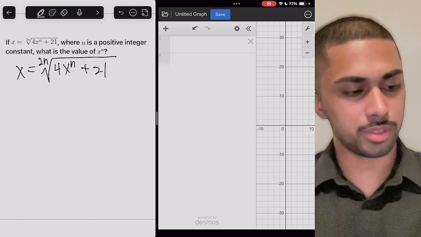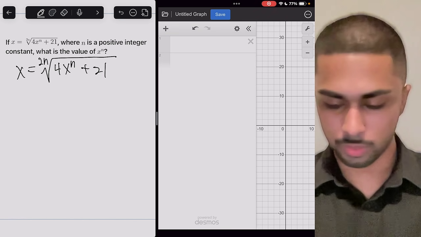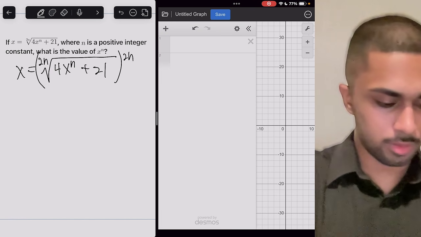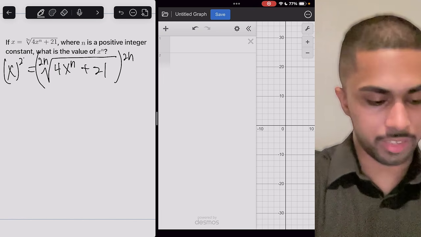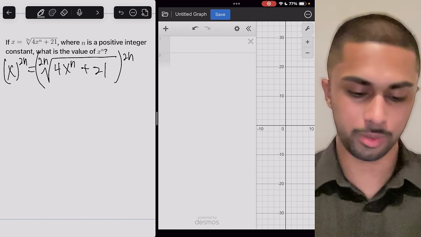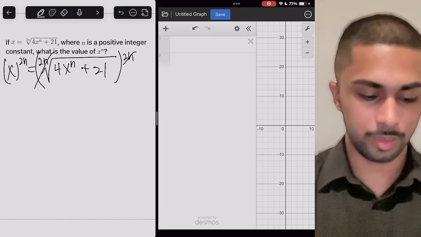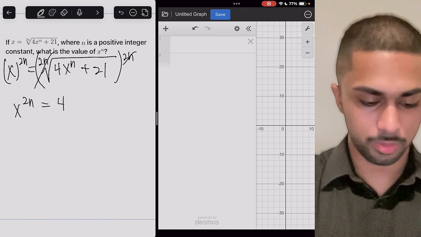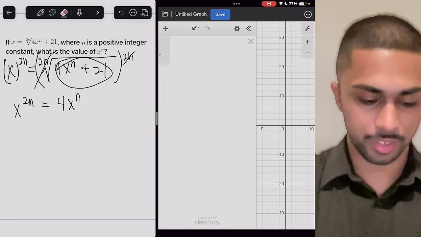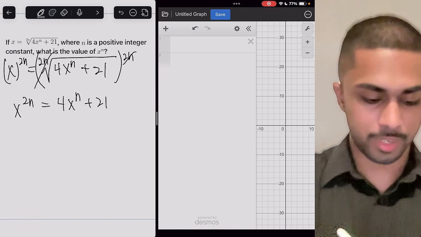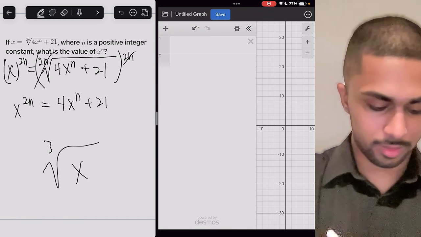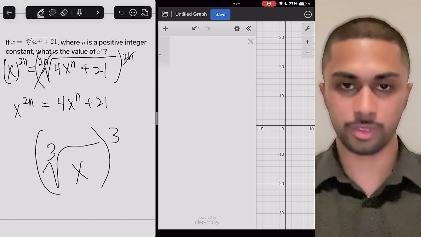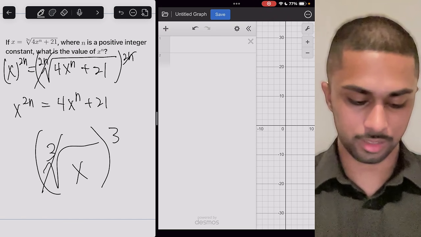What we want to do is take both sides to the power of 2n. Why do we want to do that? Because this actually eliminates the root. Why does it eliminate the root and only leave the stuff inside? Because anytime you take, let's say, the cube root of x, if you take this to the power of 3, this actually eliminates the root.